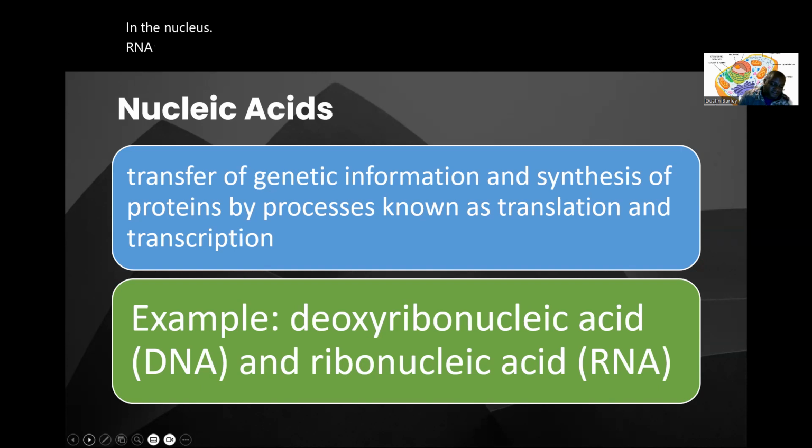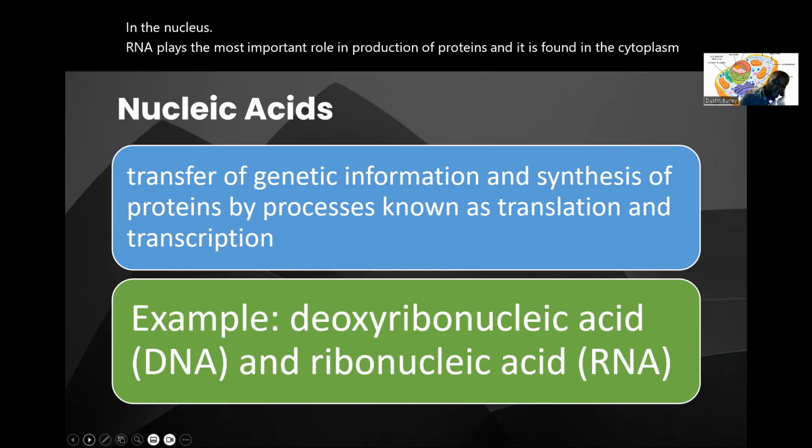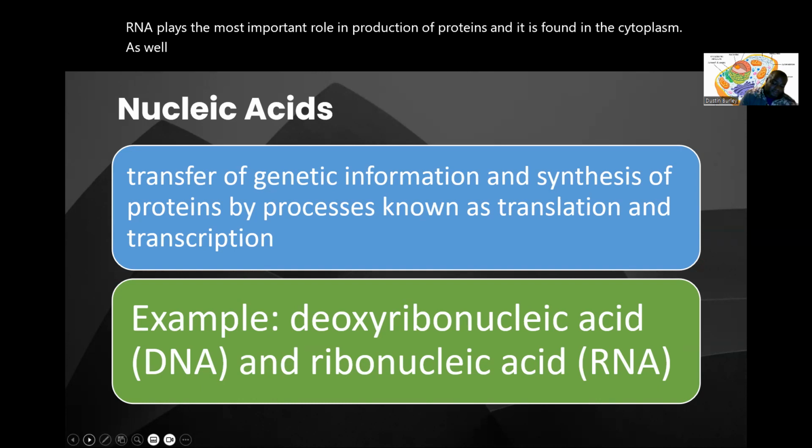RNA plays the most important role in the production of proteins, and it is found in the cytoplasm as well as in the nucleus.